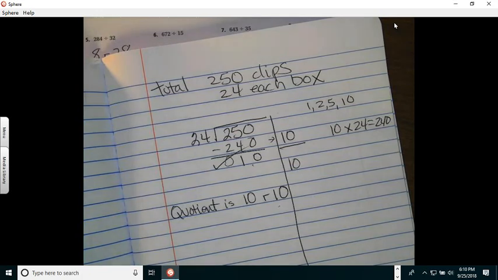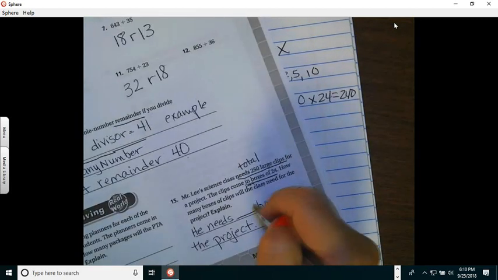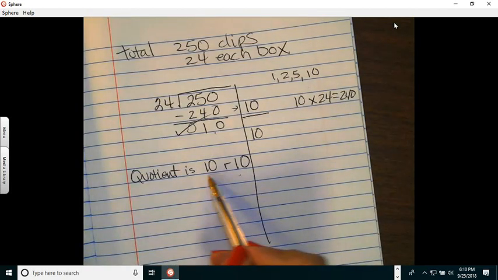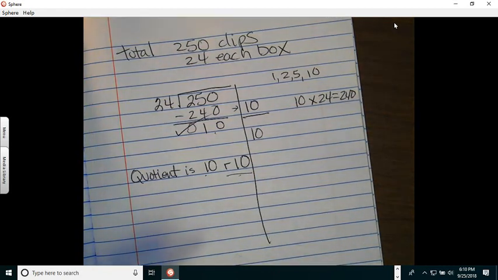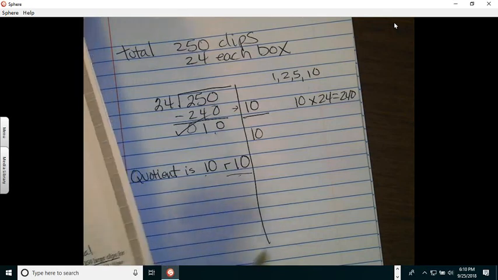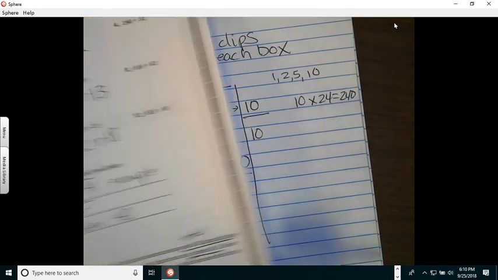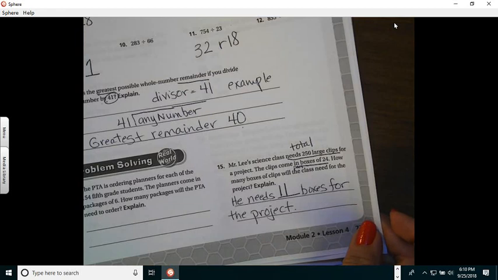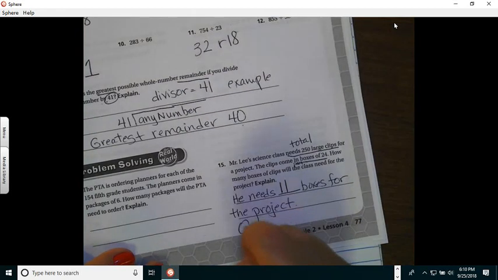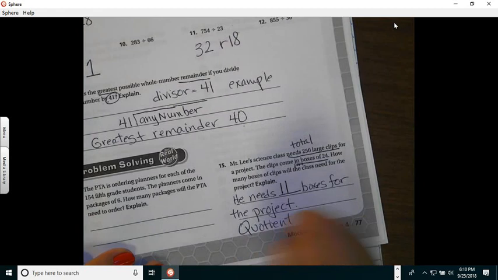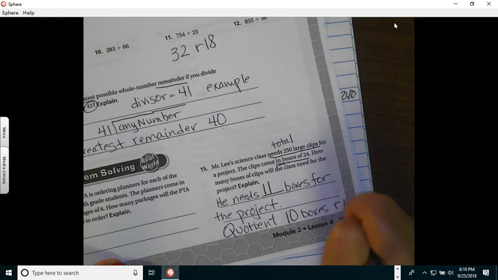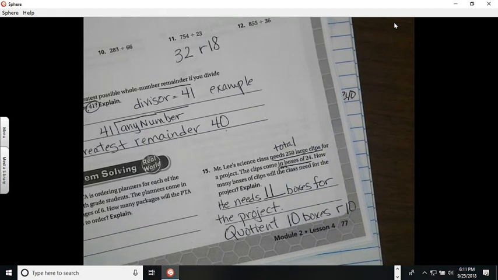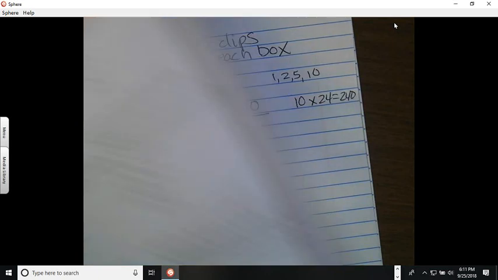So he's going to go buy 11 boxes because my quotient is 10 with a remainder, and he needs. Okay, so he needs to have 11 boxes for the project. Remember, my quotient was 10 boxes with a remainder of 10. Alright, let's move on to the next one. We are almost done.